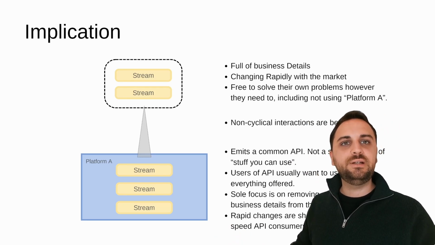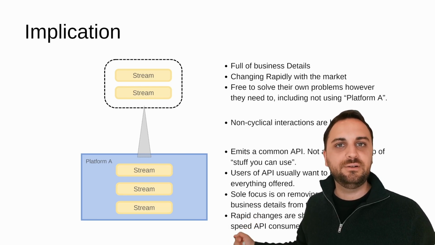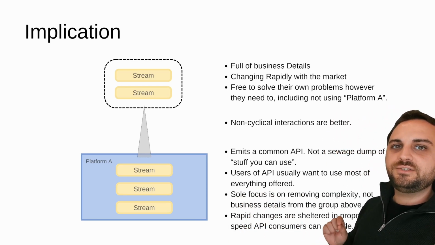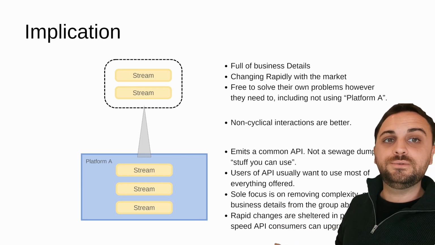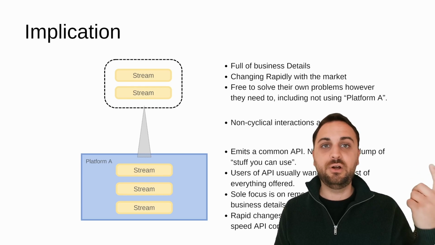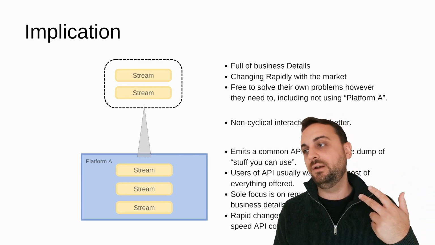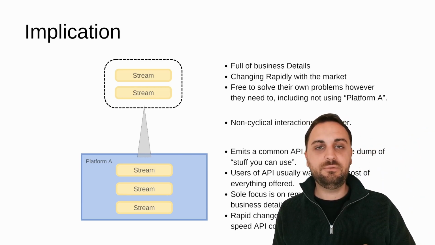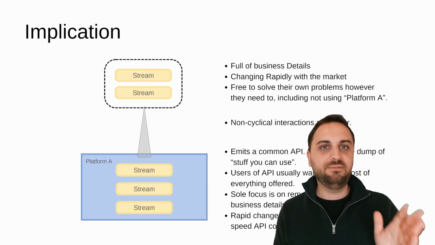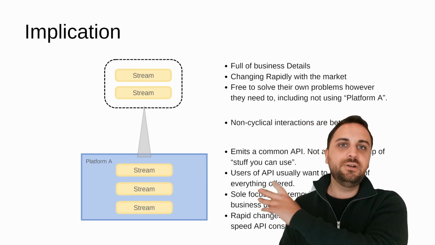Gives everyone else the liberty to change modes and ship change faster. And then we get down here to this platform level, right? We should emit a common API, not a sewage dump of here's stuff you can use, right? We see that in software applications. Anyone has a util folder or a junk folder or a stuff folder, or you all have this in your software project somewhere, but there's a folder full of just random stuff that nobody knows what it is. That should not be your platform team.